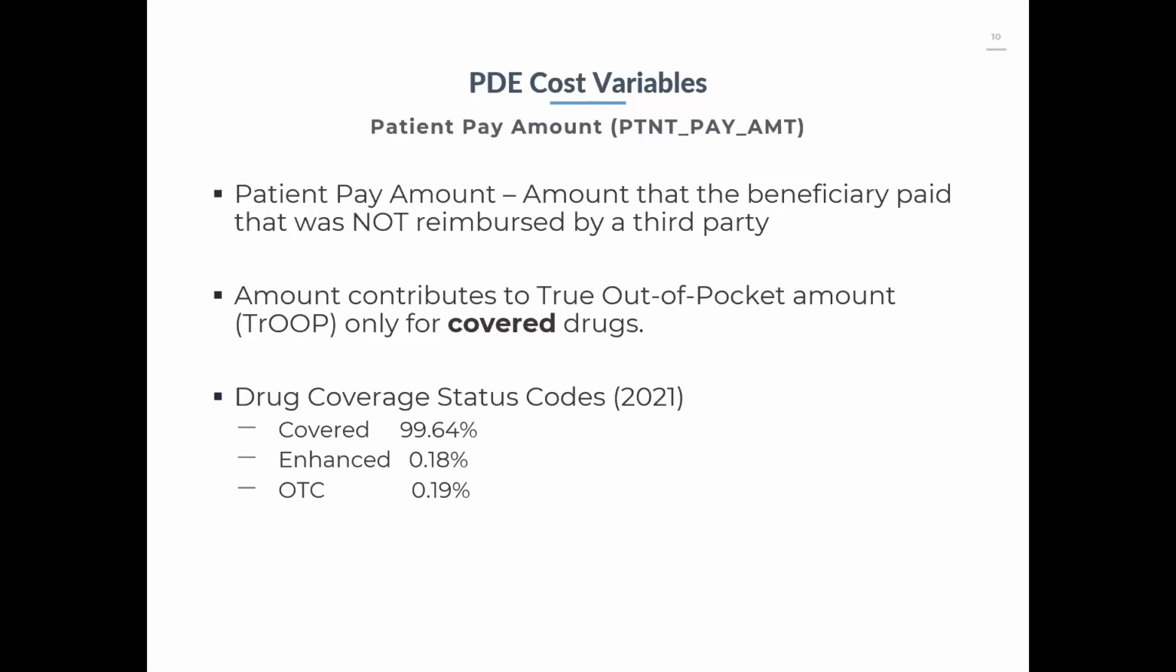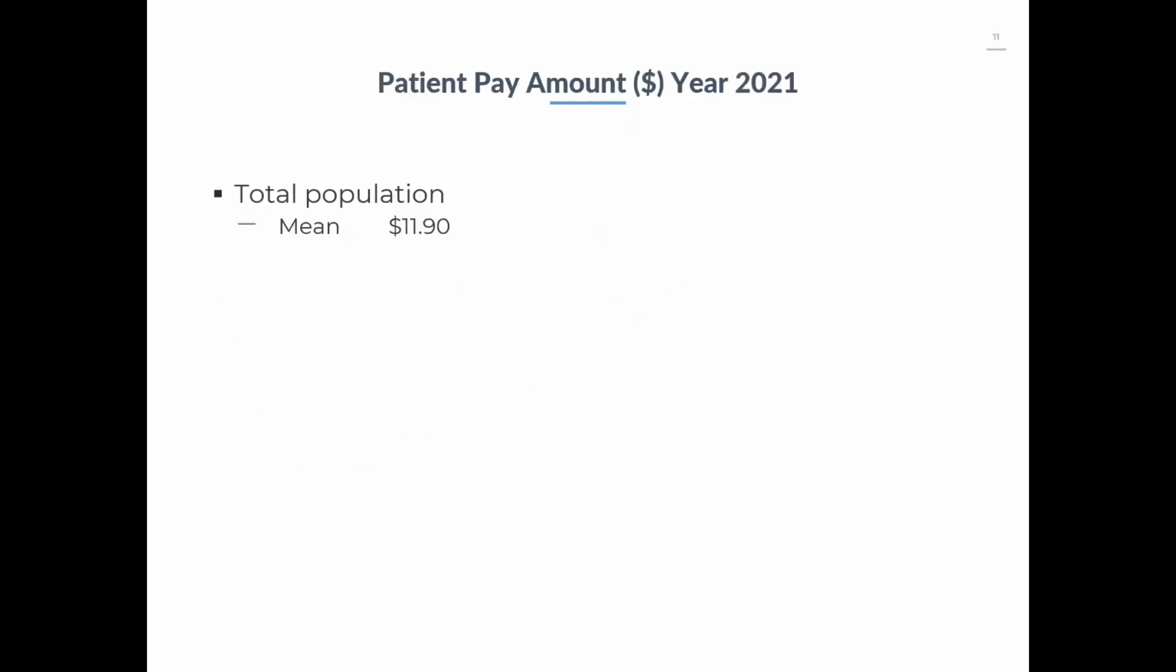So the true out-of-pocket amount is only for covered drugs, but the vast majority of drugs in the PDE data are covered, 99.6%. So just a very, very small amount are not Part D covered, but they might be covered by a Part D plan if it has enhanced benefits. But the vast majority of Part D events are going to be covered.